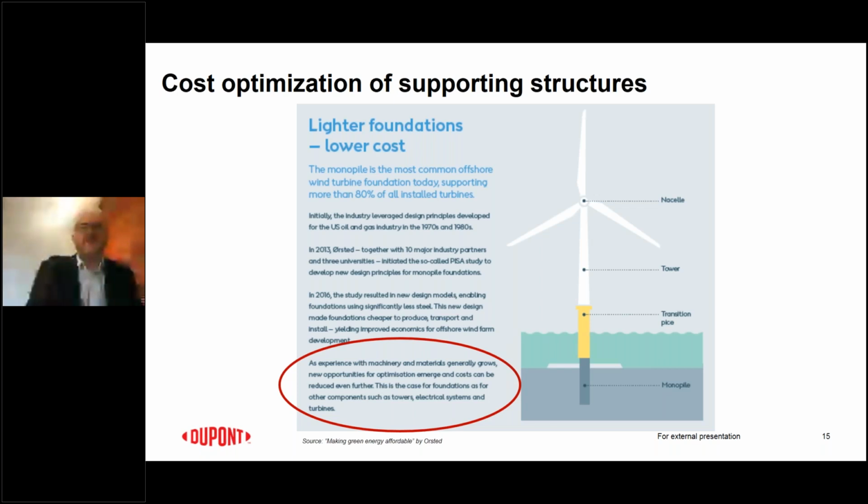So that's why this interesting brochure from Ørsted confirms that minimizing the weight of the total installation above sea level definitely has an impact on the cost of the supporting structure. So this is an important part of the modern optimizing of the cost of offshore installations.